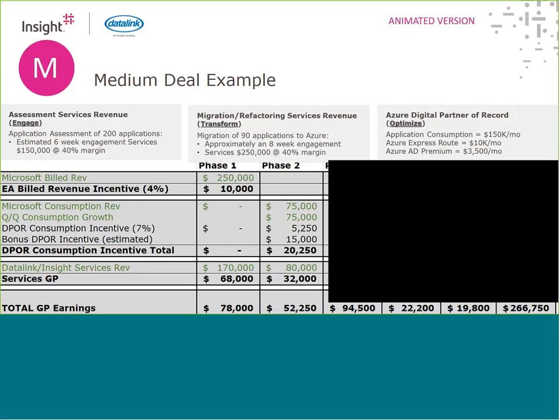You can see under the services engagement, we're still engaging and doing some of those migrations of the 90 applications to Azure. But what you'll see in the middle section of this chart is that although the customer's already paid their commit to Microsoft, the customer's done paying for their licensing for a while, now that they're ramping up, they're starting to consume $75,000 of Azure, of which we're going to get that 4% rebate, as well as the 7% on DPOR in their growth.